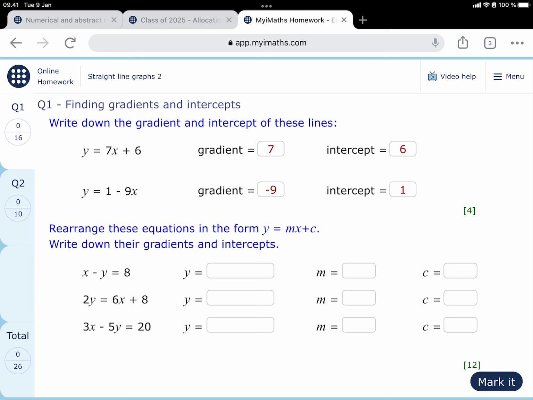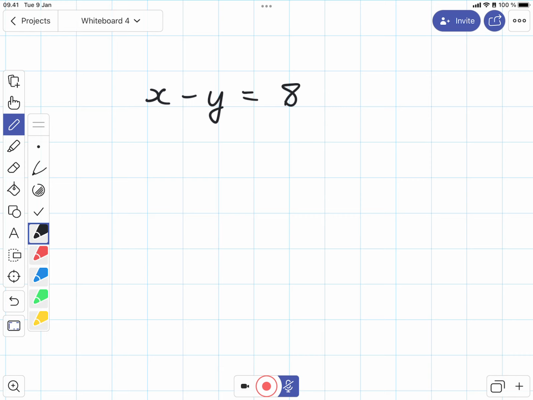Next bit, rearrange these equations in the form y equals mx plus c. Write down their gradients and intercepts. So the first one is x minus y equals 8. So let's get rid of the minuses. Let's add y to both sides.